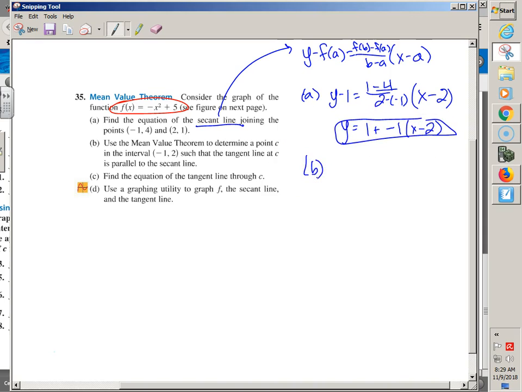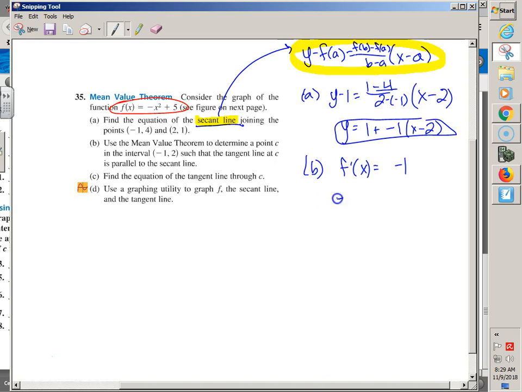Letter B says, use the mean value theorem to determine a point C. I need f prime of C, f prime of x, to equal f of b minus f of a all over b minus a. Did you guys find negative 1? Sorry, you guys are quiet. You wouldn't tell me if you didn't. Was negative 1 the slope? f of b minus f of a all over b minus a. Cool. I got some nods.